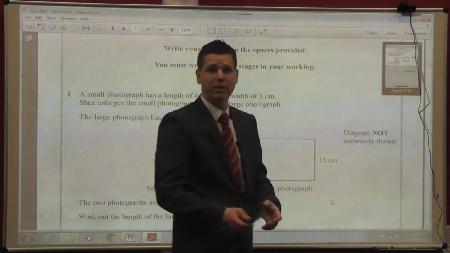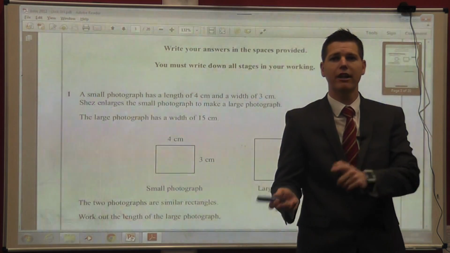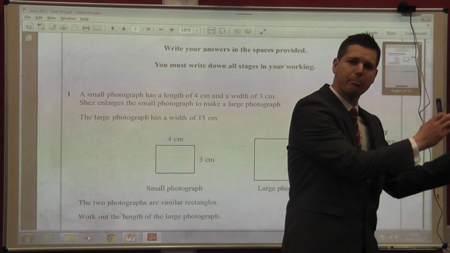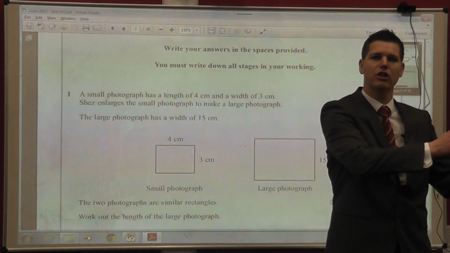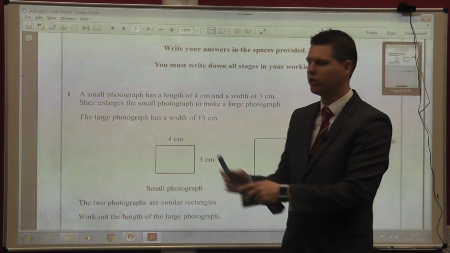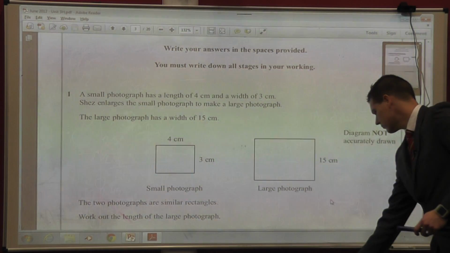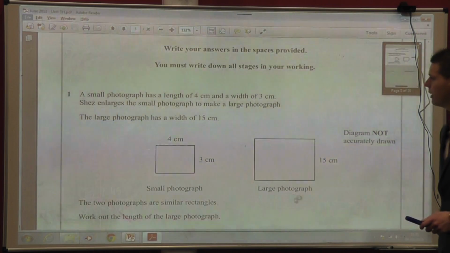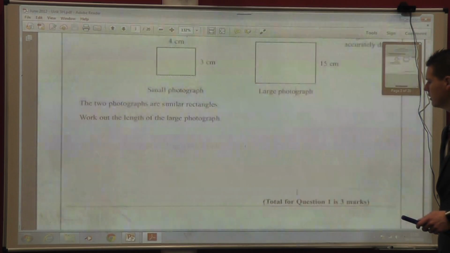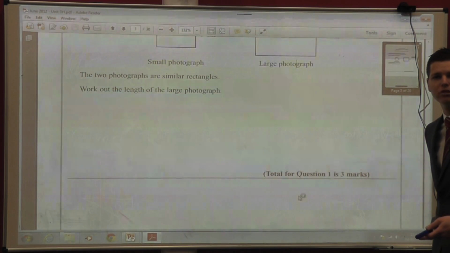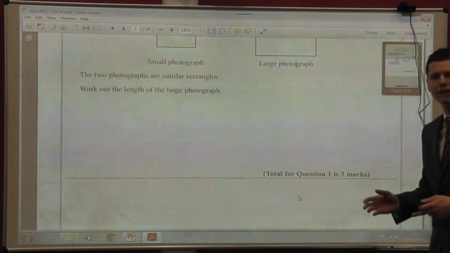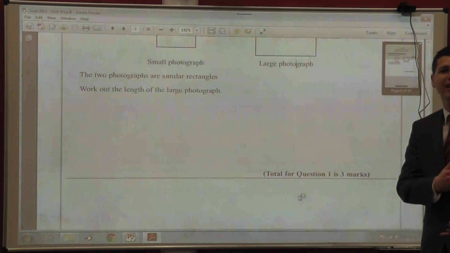Same as exchange rates, if you think about it. When we've got exchange rates, we times away from the unit and divide back. Well, for this, it works the same way. We times when we go to the bigger shape, and divide when we go to the smaller shape. That question there, just so you're aware, is worth 3 marks. So we're already looking at 3 marks for a simple skill of just being able to find the scale factor and then either timesing by that scale factor or dividing.